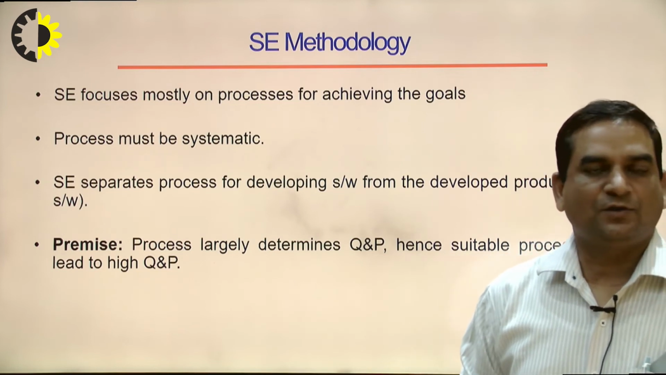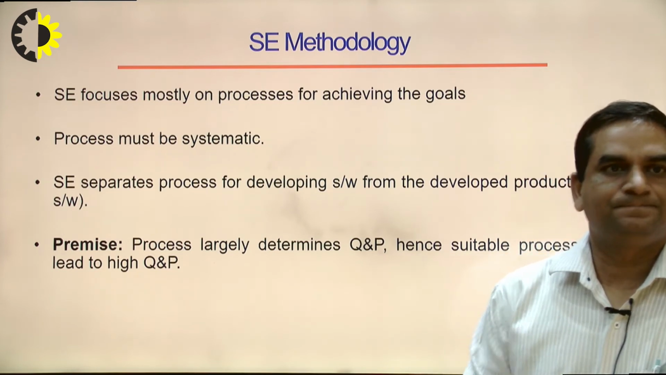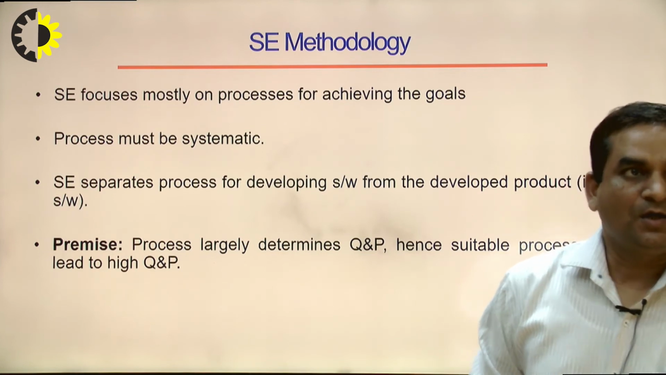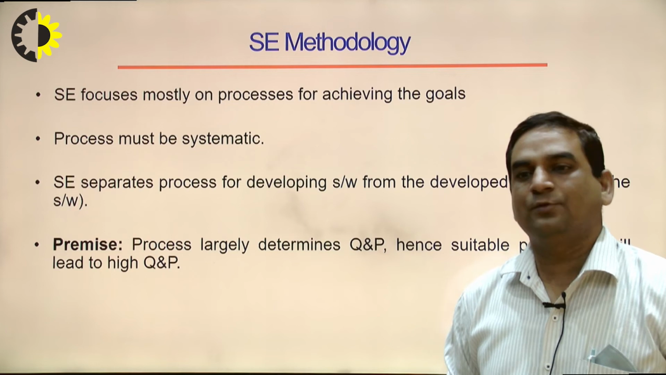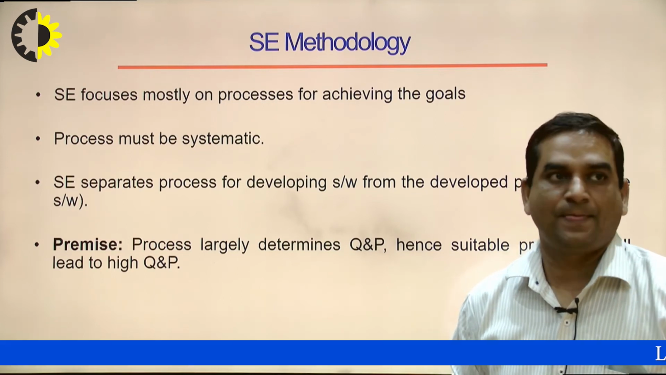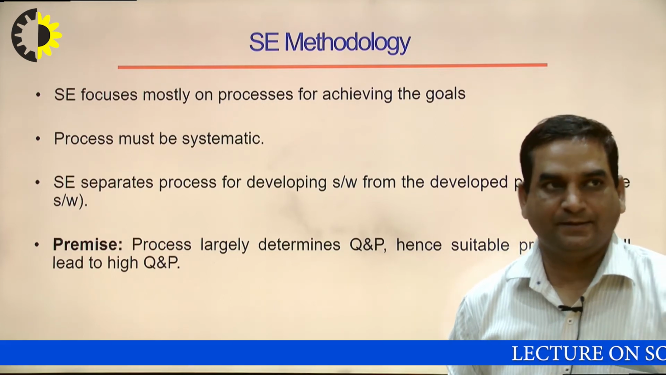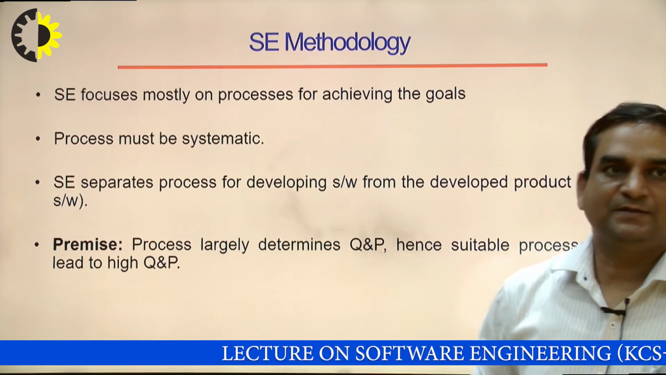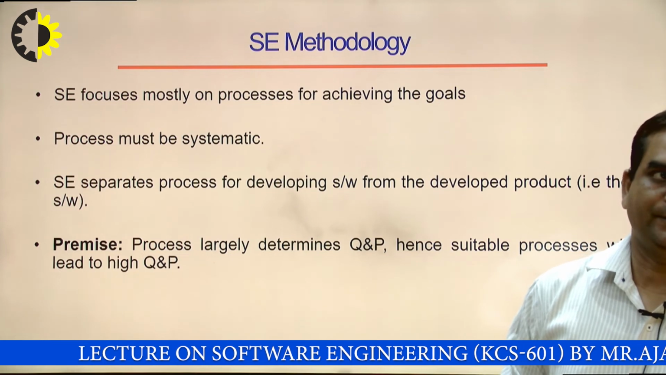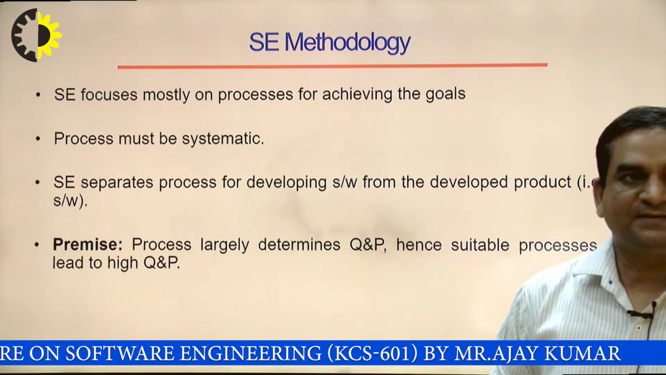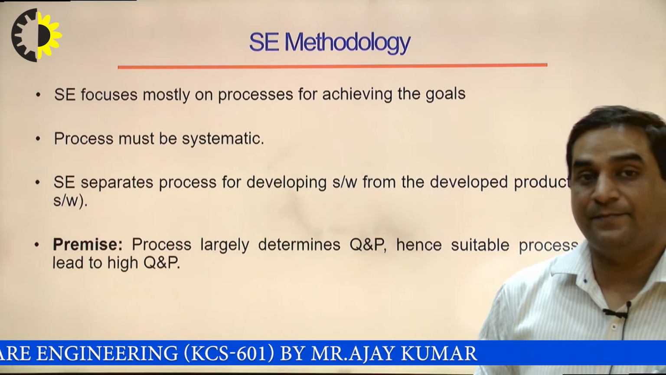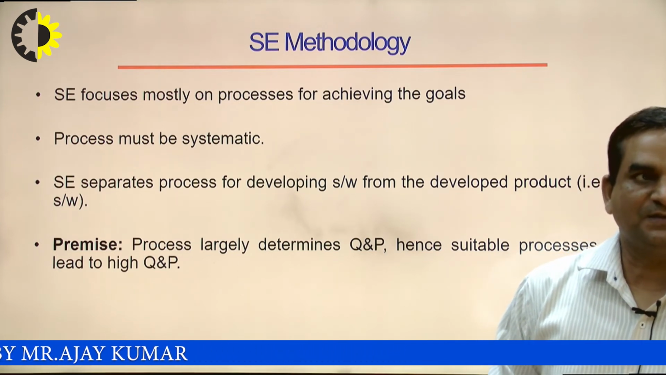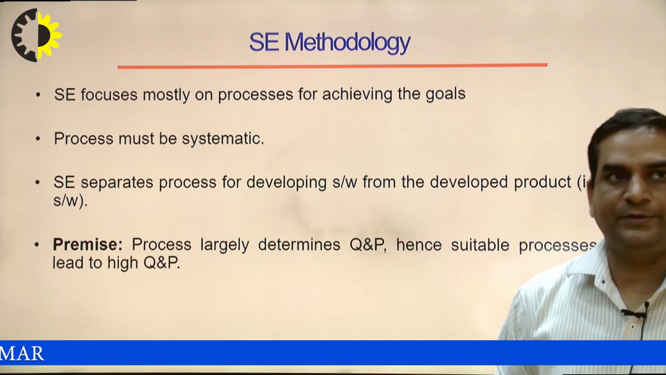So what is the software engineering methodology? Software engineering focuses mostly on the processes for achieving the goals. The process must be systematic, and software engineering separates the process for developing software from the developed product. The premises are that process largely determines quality and productivity, and suitable processes lead to a high quality product.